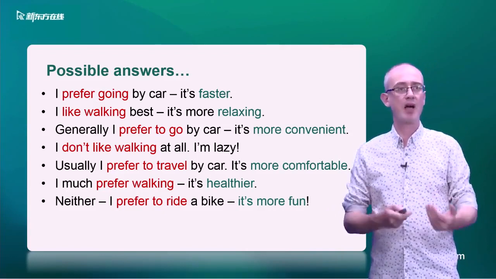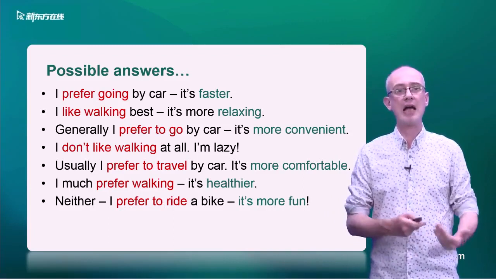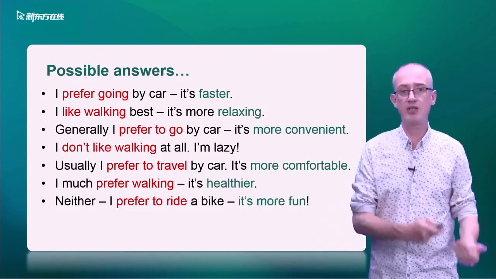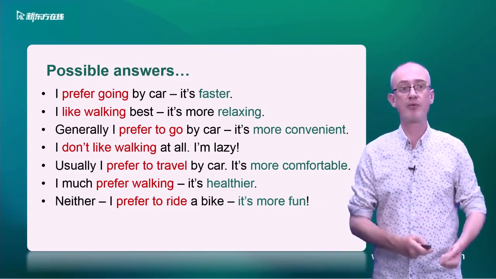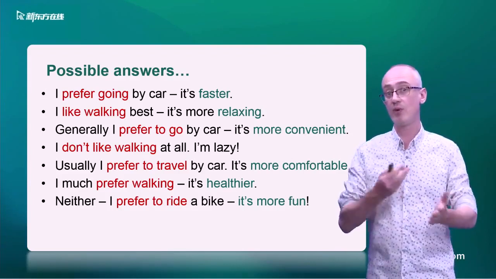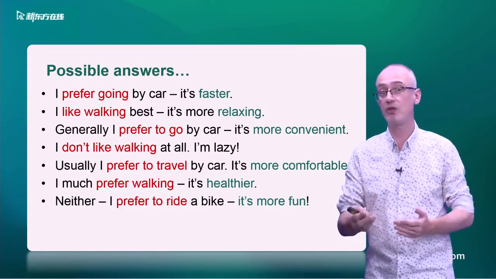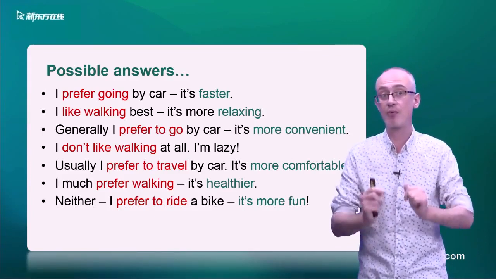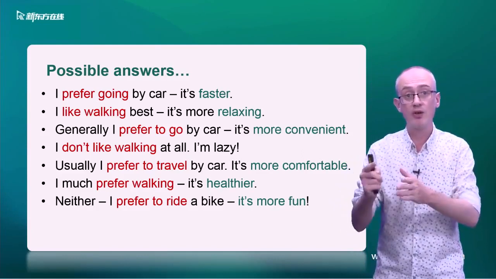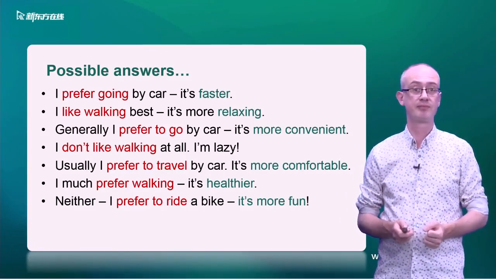So again, I prefer going by car. I like walking best. I prefer to go by car. I don't like walking at all. I prefer to travel by car. I prefer walking. We can use prefer plus to. We can use prefer plus ing. Get the present tense verbs correct. This form is mistaken, you won't get towards a 7.